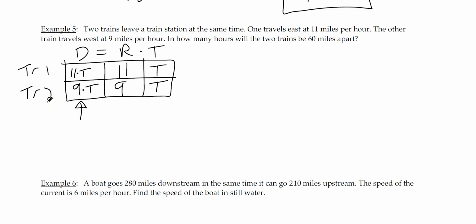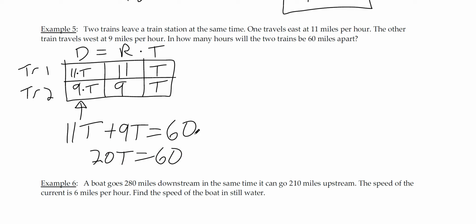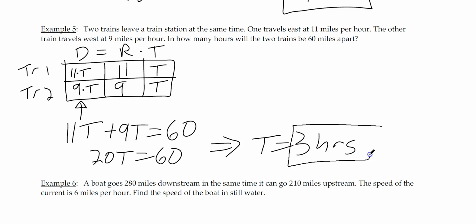In this case, how many hours will the two trains be 60 miles apart? Since one is traveling east and one is traveling west, the distance is increasing by the sum of these two quantities. So we need to find out when 11t plus 9t adds up to 60. That's 20t equals 60. T equals 3 hours.